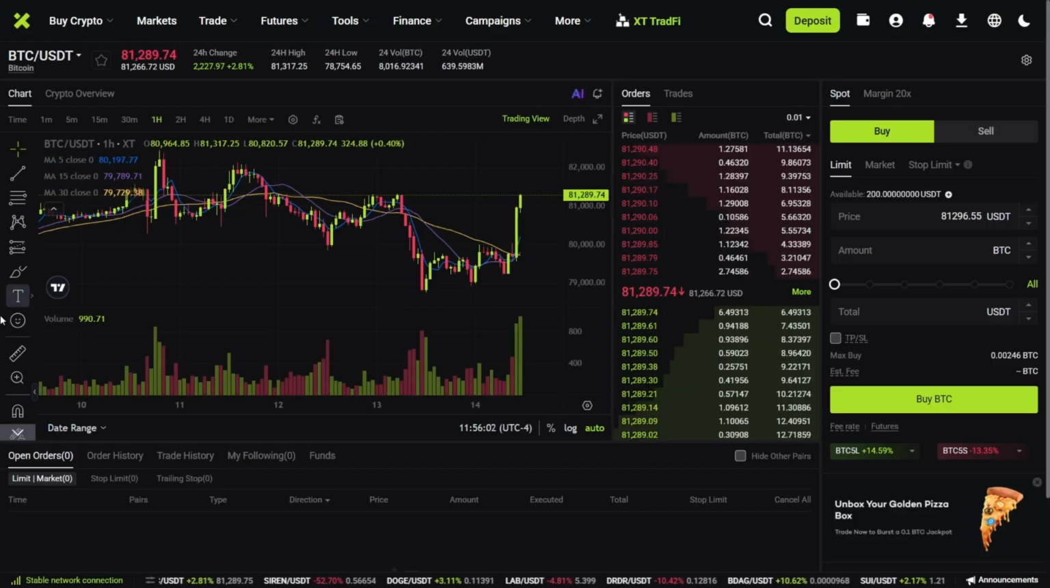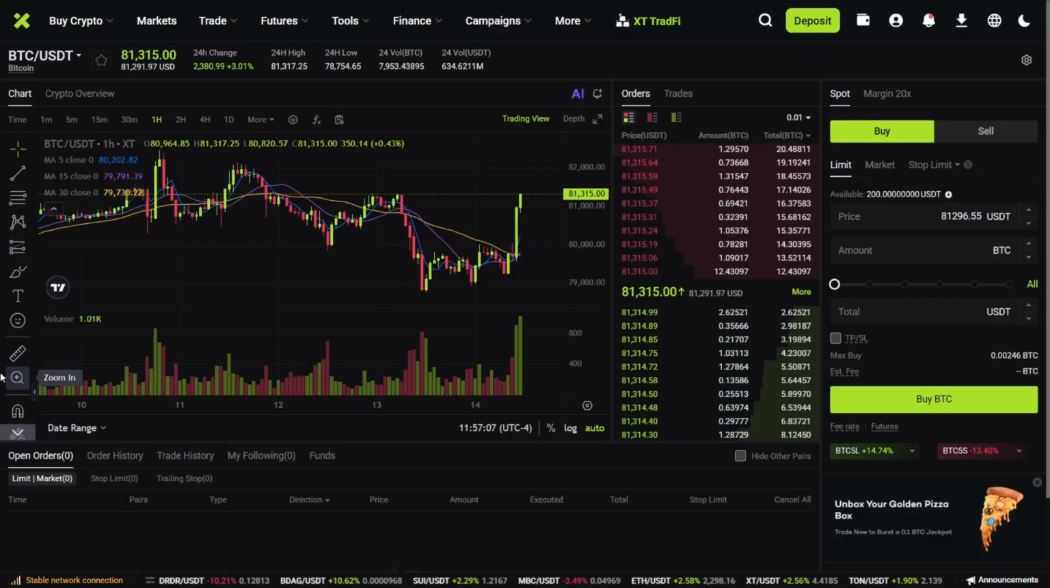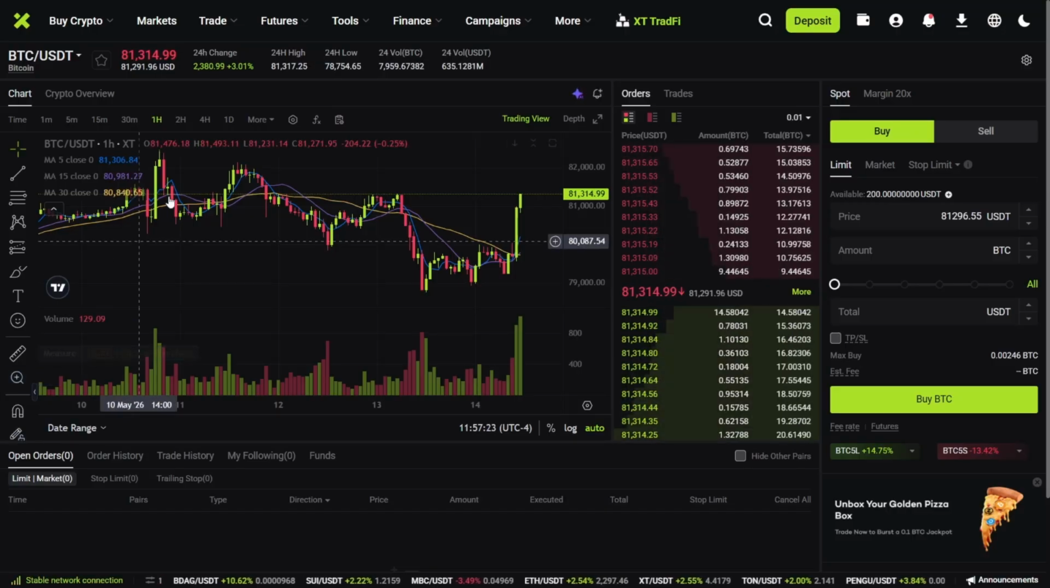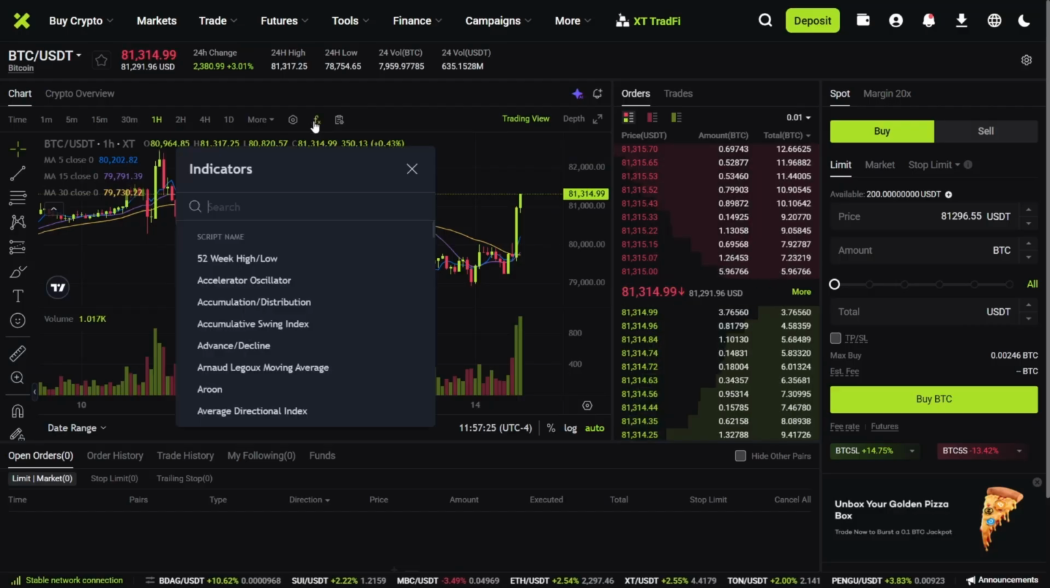On the side, you'll find drawing tools. These let you mark up the charts with things like trend lines, horizontal support, resistance levels, and boxes to highlight important price zones. You can also add indicators like moving averages, RSI, or the MACD. These are tools traders use to help analyze price trends, momentum, and possible entry or exit areas.